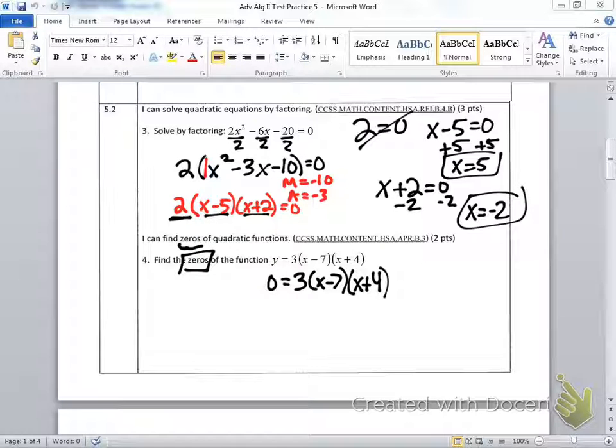Yes? On the last one, why did the 2 go away? I set it equal to 0 because of the zero product rule. I'm multiplying 3 things here. So one of them is going to be a 0. But 2 doesn't have a variable. So 2 never equals 0. So it didn't actually give me a solution.